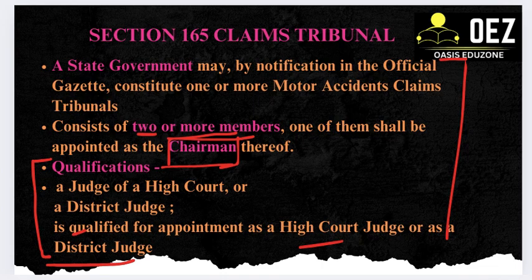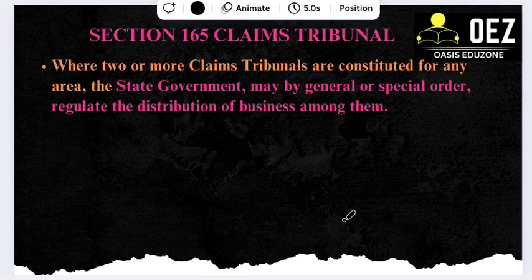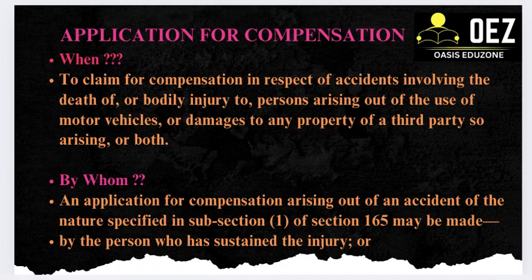There can be 2 or more members, and one member should be appointed as the chairman. Regarding the qualification of members: a judge of a high court, a judge of a district court, or a person qualified for appointment as a high court judge or a district court judge. And if there are 2 or more claims tribunals, then the state government will specify the distribution of business among them.